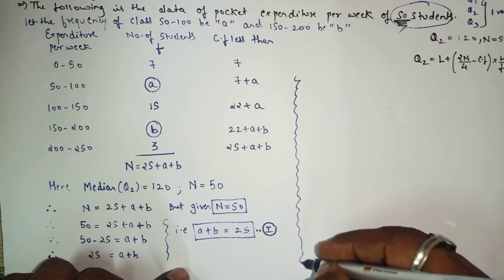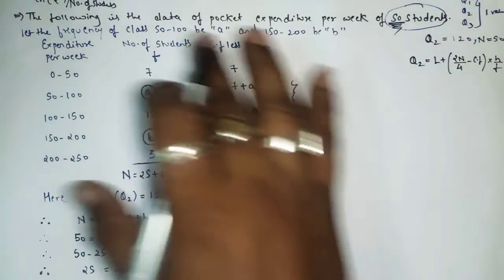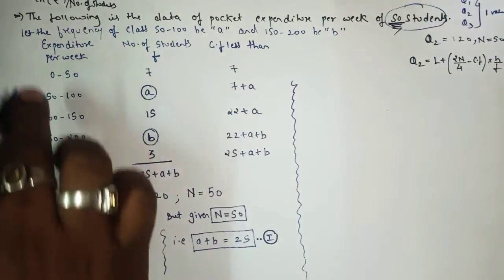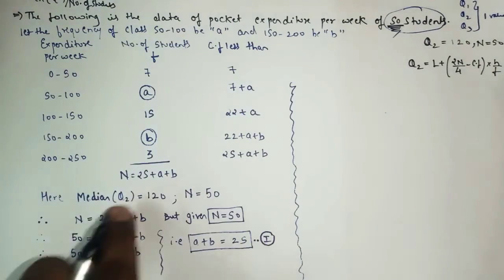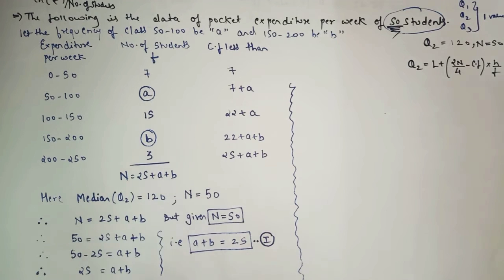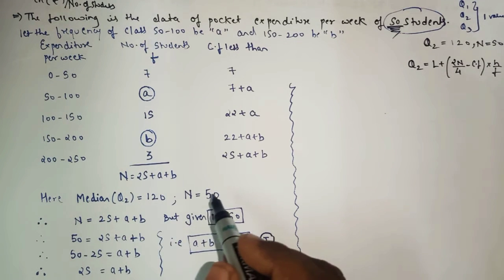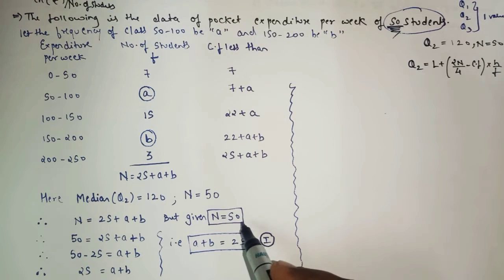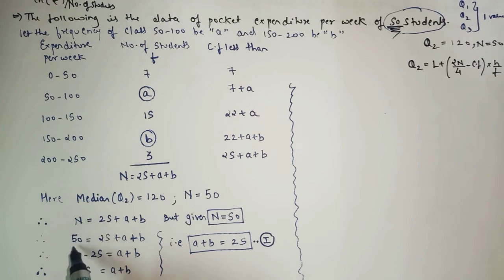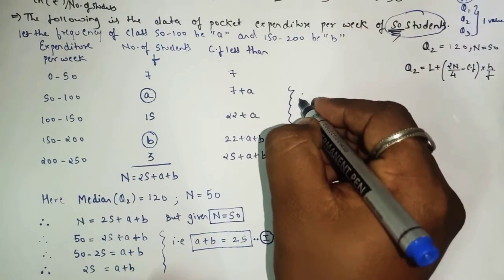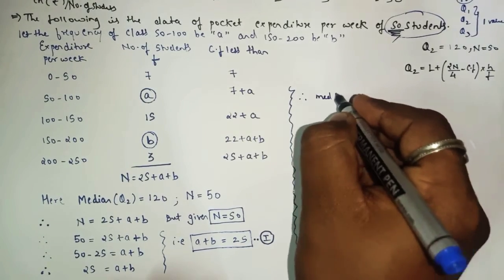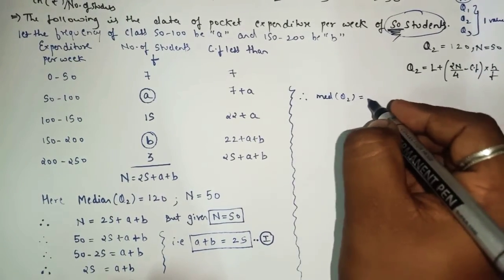Okay, so here after solving this table, we got n, and from the question we got the value of q2 and n, as n equals 25 plus a plus b. As in the question the total frequency is 50, so in place of n I replace that n by 50. So here we got one equation. Okay, so now as we know that the median value, that is q2, is 120.